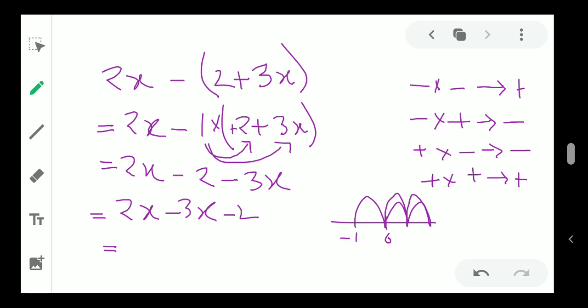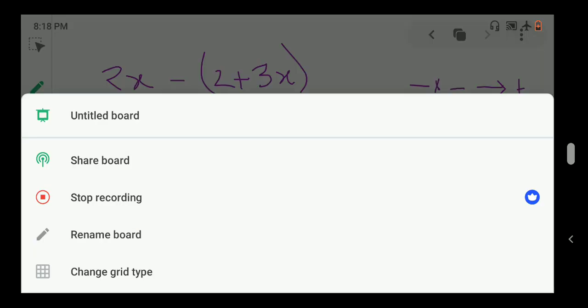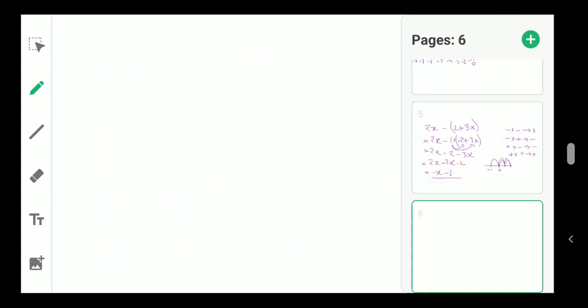So in that case it is minus x, minus 2. So this is my answer, and this is the way you have to subtract. Okay, so moving to the next part, that is our multiplication.